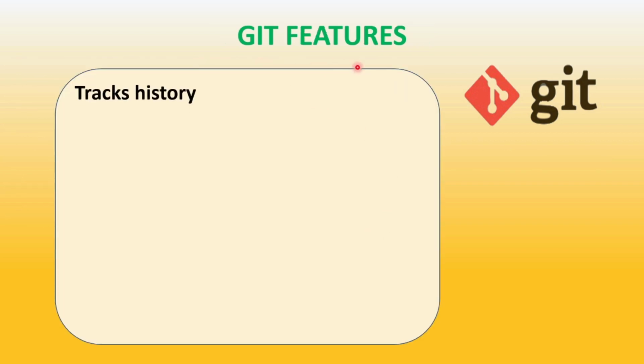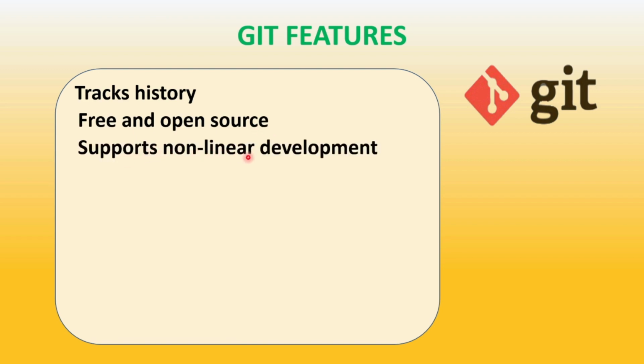Now what are the Git features? It tracks the history. Whichever changes you have previously made to your project, or if you have deleted some files, you can track everything using Git. So it tracks the history of your project. It is free and open source. Anyone can download it and install it on their system. It supports non-linear development, meaning you don't have to work at the same place; you can work from different locations. If the company has one branch in India and another branch in the US, they can still work with each other with good teamwork because of Git. Because whatever changes they make, Git will track. So that's why it supports non-linear development.